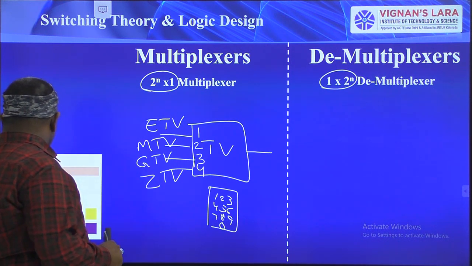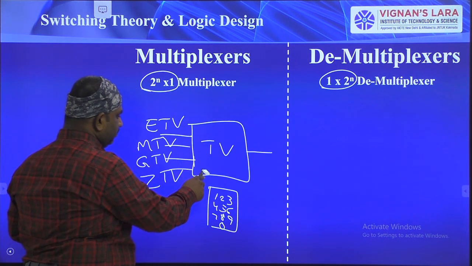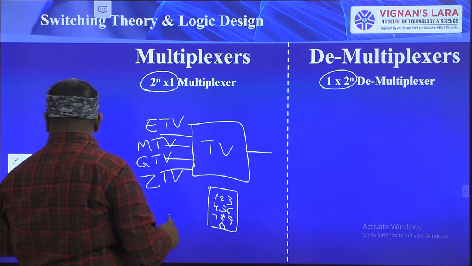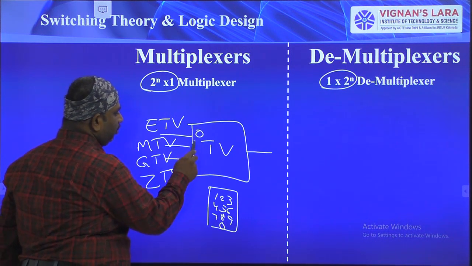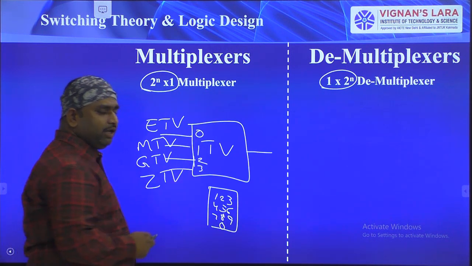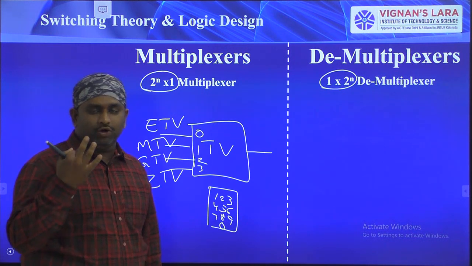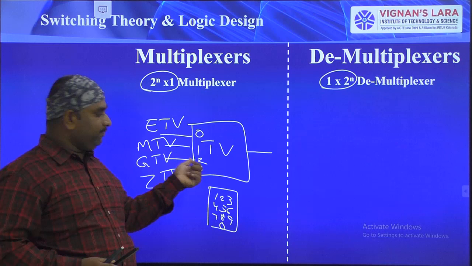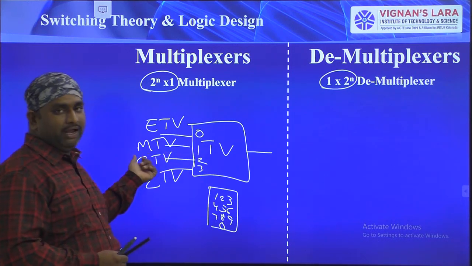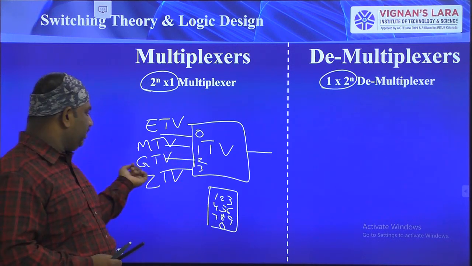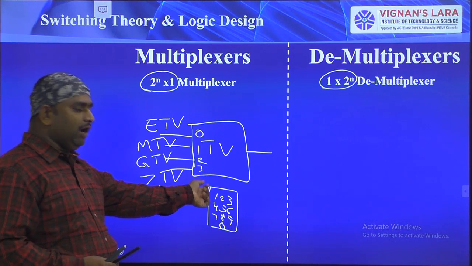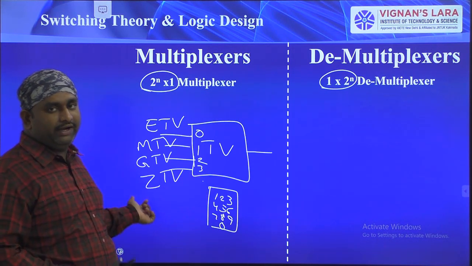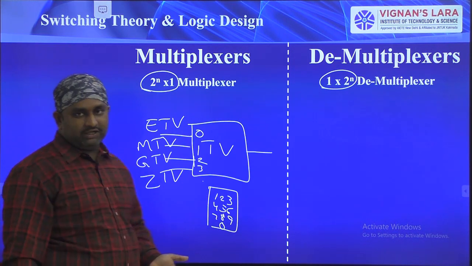So I am erasing all the channel numbers. Now I am giving 0, 1, 2, 3. I have 4 channels. If you press the 0 button, you will get ETV. If you press the 1 button, you will get Maa TV. If you press the 2 button, you will get Gemini TV. And if you press the 3 button, you will get GTV. 4 channels are available.